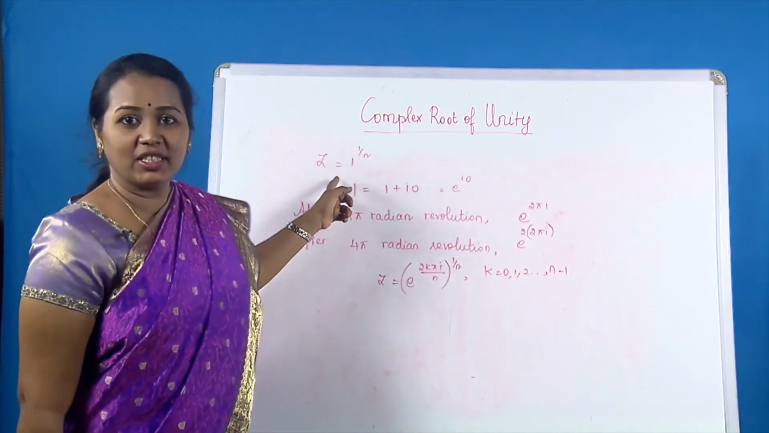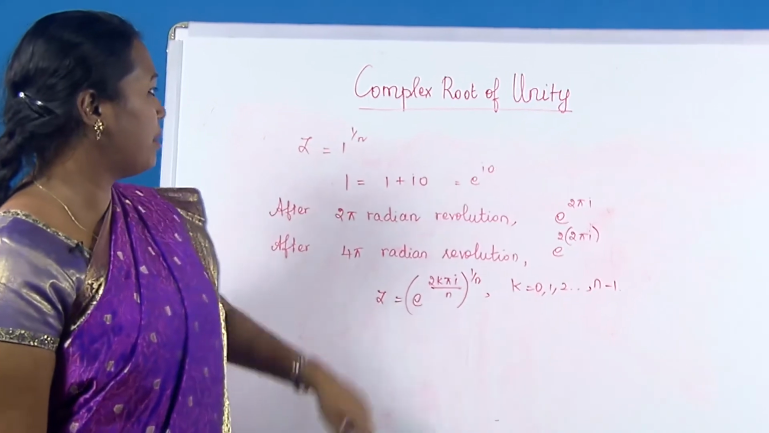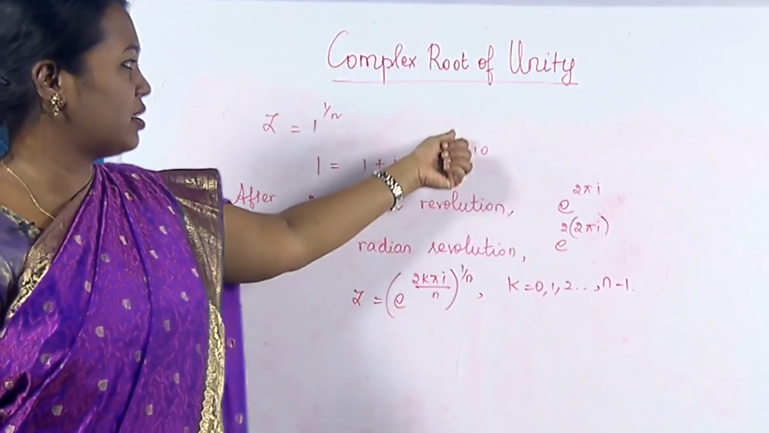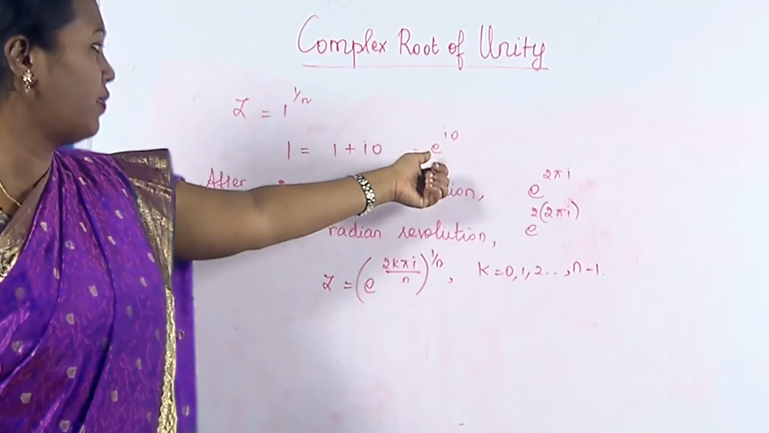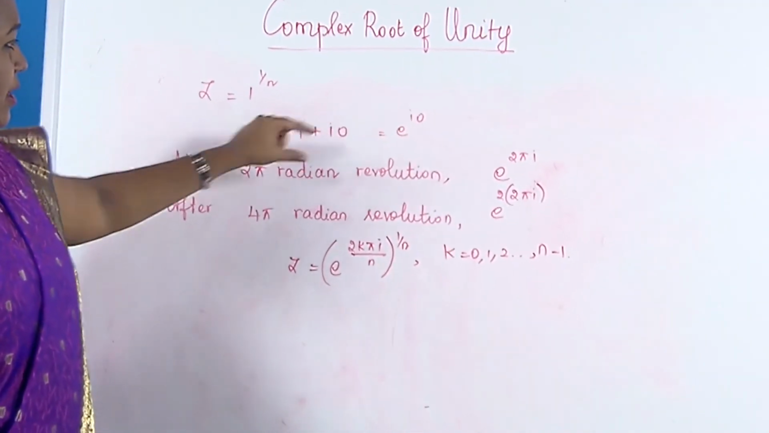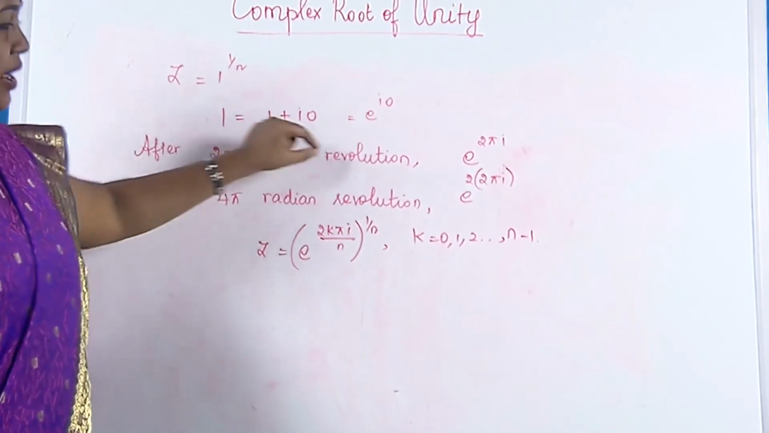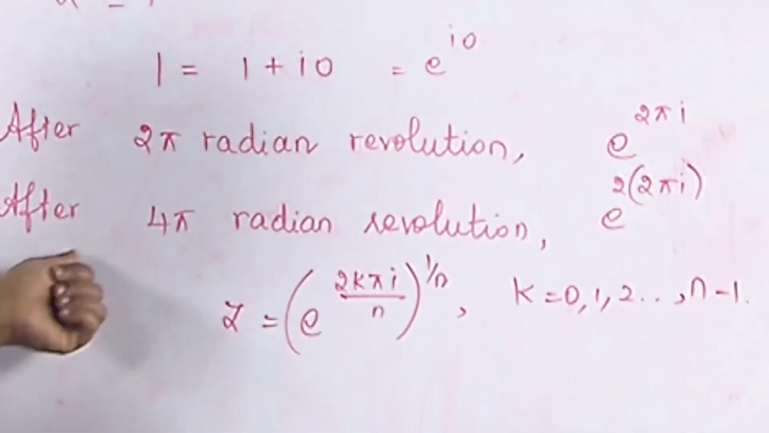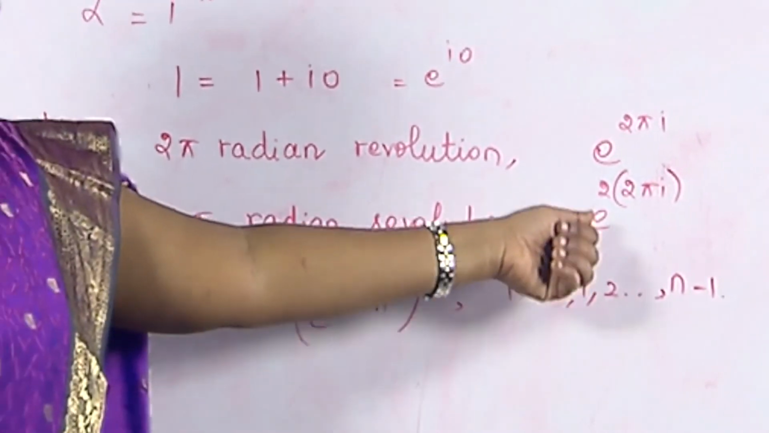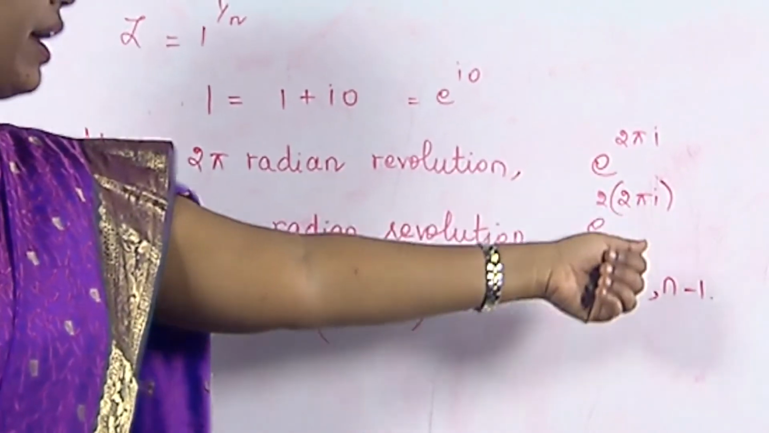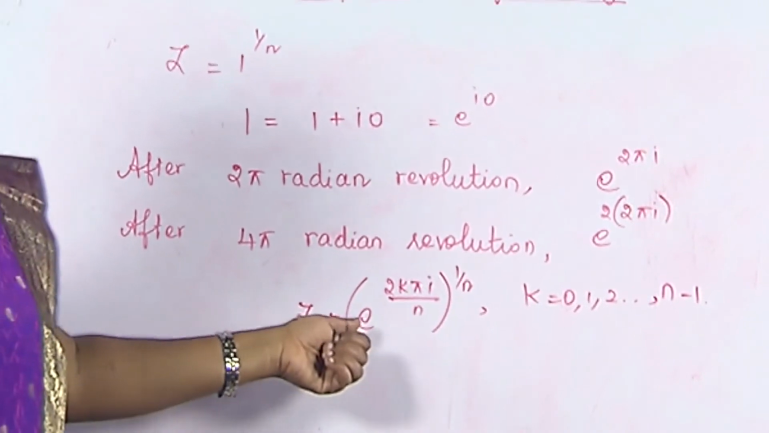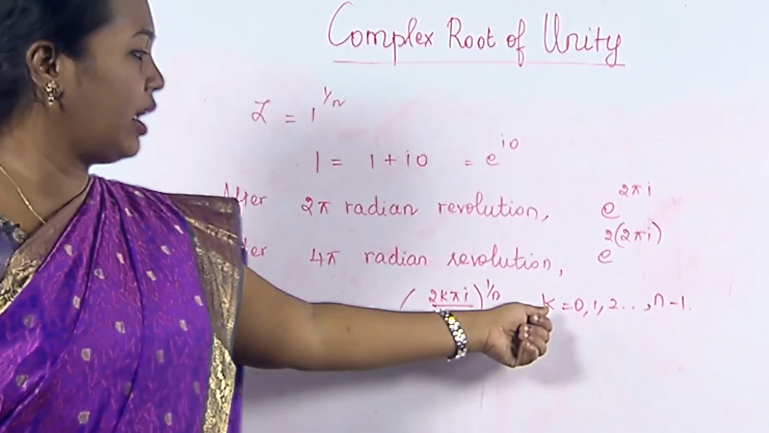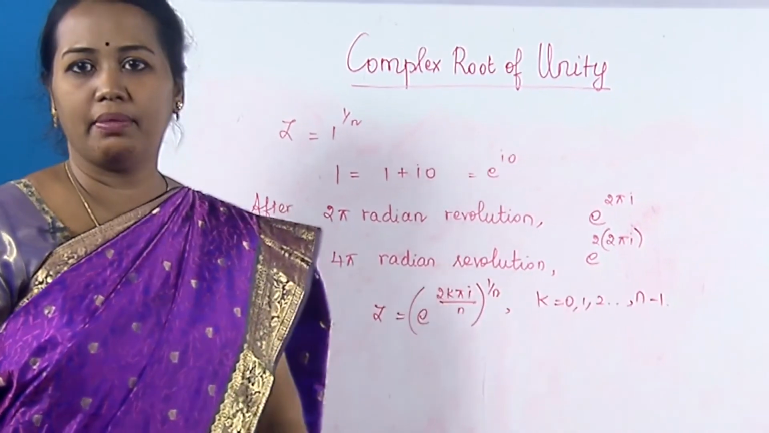So now we come to the general case. Z is equal to 1 power 1 by n, and therefore 1 can be written as 1 plus I0. This is nothing but e power I0, the Euler form. And we realize that when we do a 2 pi radian revolution, we get e power 2 pi I, and after a 4 pi radian revolution it becomes e power twice 2 pi I. So in general, Z is equal to e power 2k pi I by n, the whole power 1 by n, k equal to 0, 1, 2, and so on up to n minus 1.